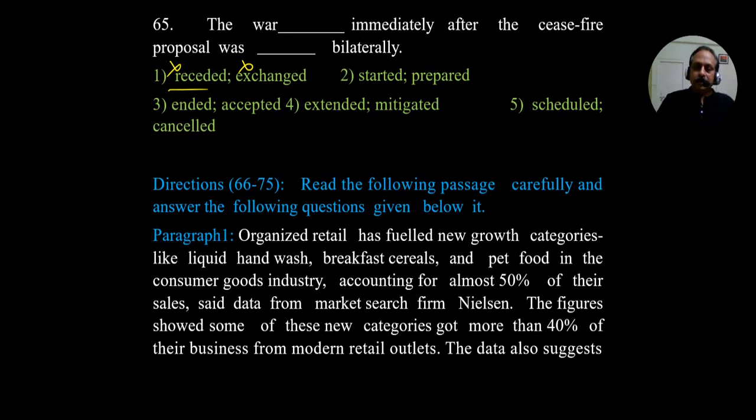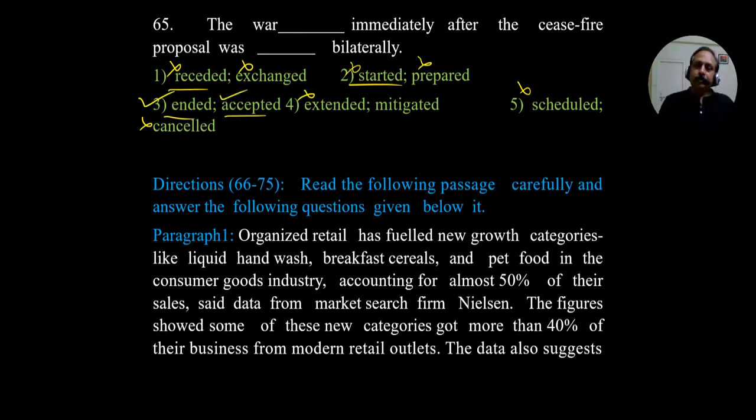The war started. It talks about ending, not starting. The war started after the ceasefire proposal was prepared bilaterally. It should end, not start. The war ended immediately after the ceasefire proposal was accepted bilaterally. Seems right? Hold that one. The war extended. No, it stopped. The war scheduled. No. And not cancelled. The context talks about the war ending immediately after. When did the war end? The war ended immediately after the ceasefire proposal was accepted bilaterally.